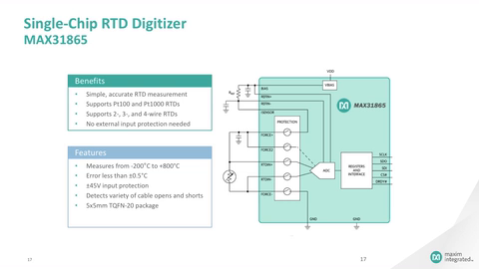Maxim introduced the MAX31865 single-chip RTD digitizer several years ago. This device offers a simple and accurate way to measure temperature using RTDs.